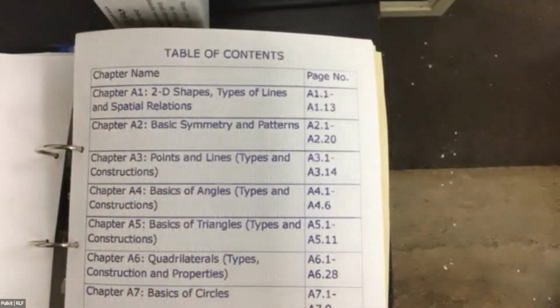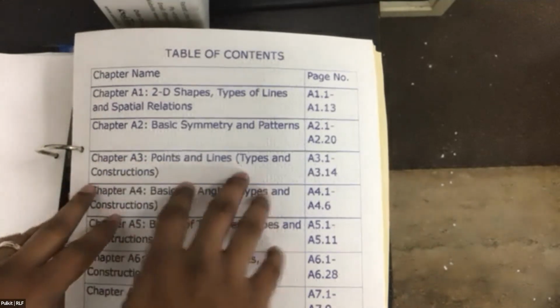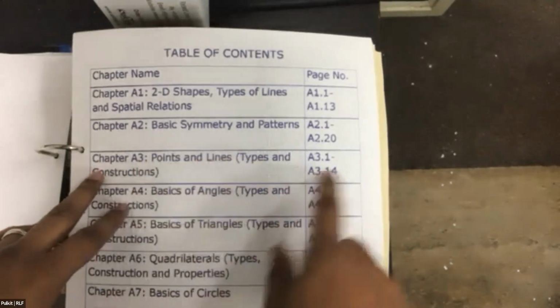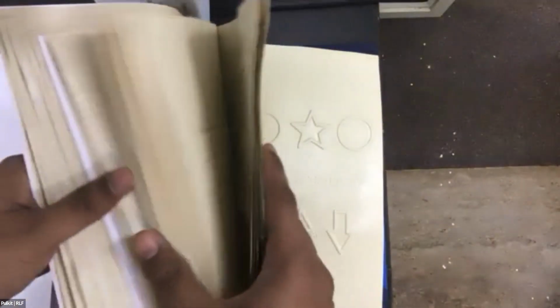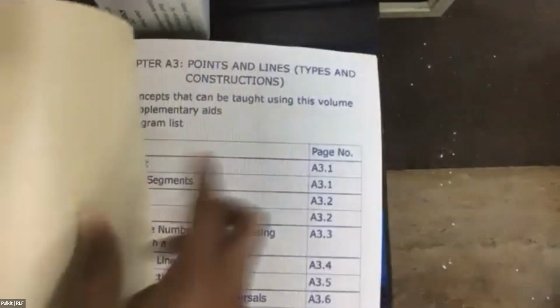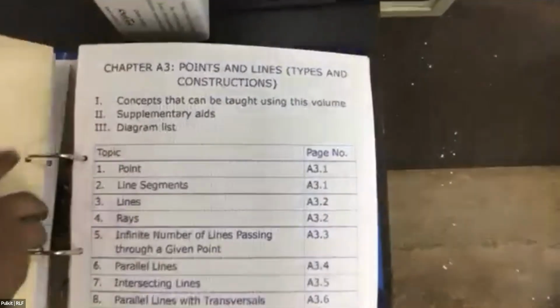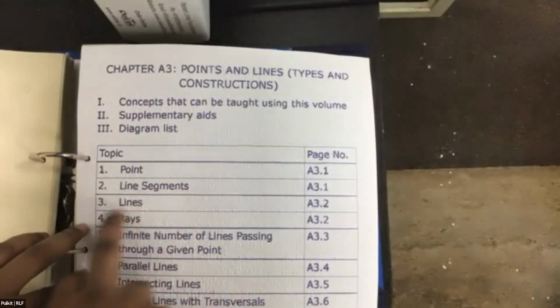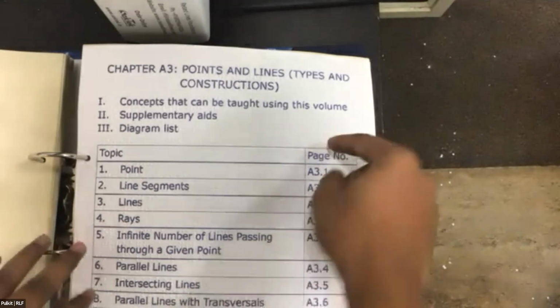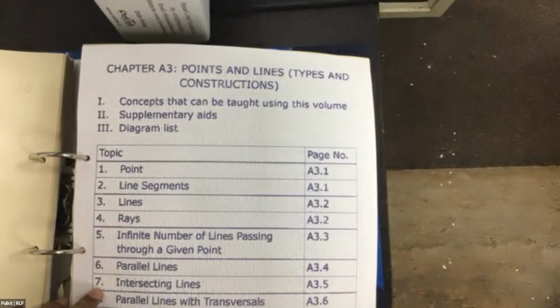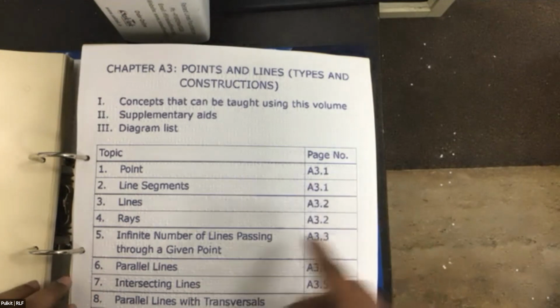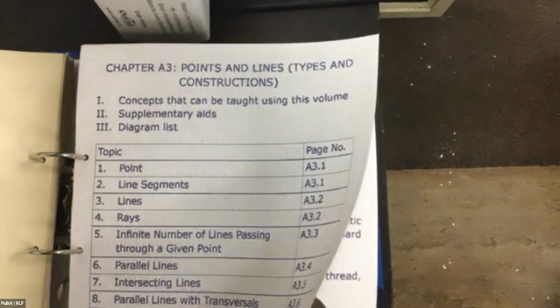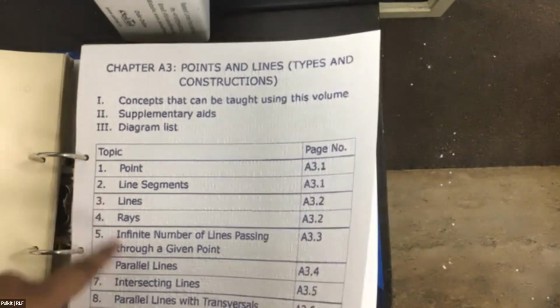Basically, if you want to understand the concept of point and lines, it is chapter A3. The page number is there, and you can go through that chapter. Once you navigate to chapter A3, you can see what concepts are covered: the concept of point, line segment, lines, rays, and everything. Then there is a sub page number within the chapter, A3.1, 3.2, 3.3, which tells you which diagram is where. Suppose you want to teach the concept of ray. Ray is 3.2, so you go to diagram 3.2.